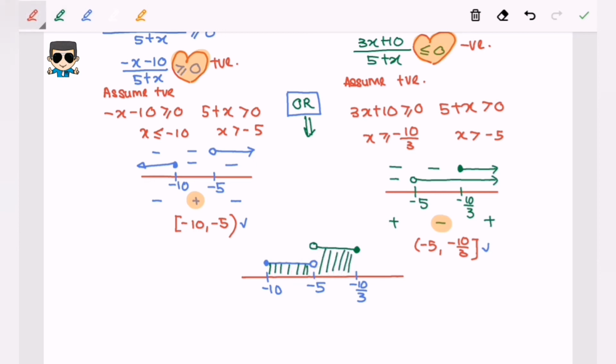So finally, our answer will be from negative 10 until negative 5, where negative 5 is not included, union, negative 5 not included until negative 10 over 3.